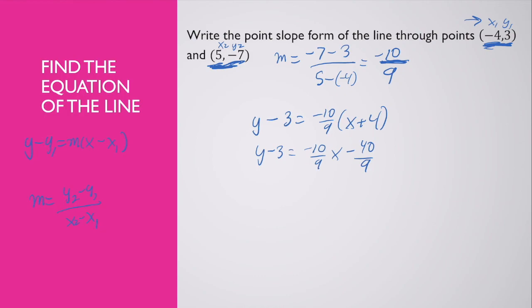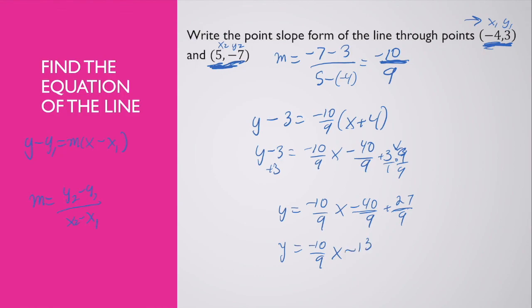ninths. I'm going to add 3 to both sides. y equals negative 10 ninths x minus 40 ninths plus 3. Well, 3 could be written as 27 ninths. So I have y equals negative 10 ninths x. Negative 40 plus 27 is a negative 13. So I have negative 10 ninths x minus 13 ninths is our final answer.